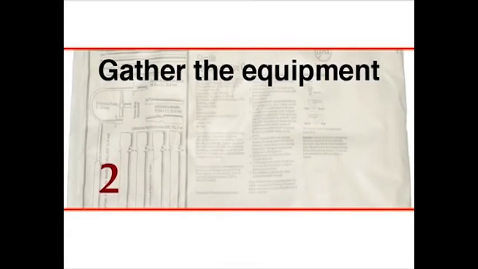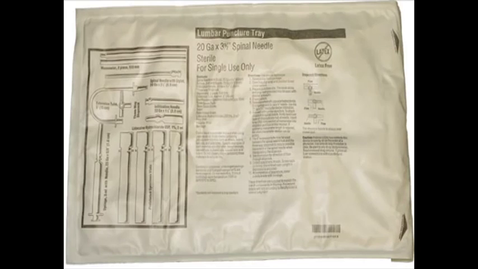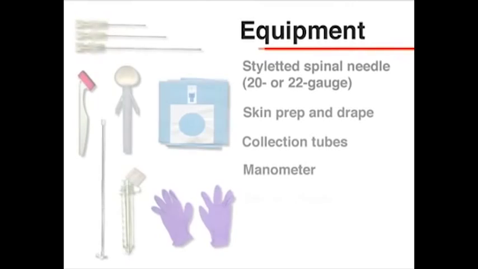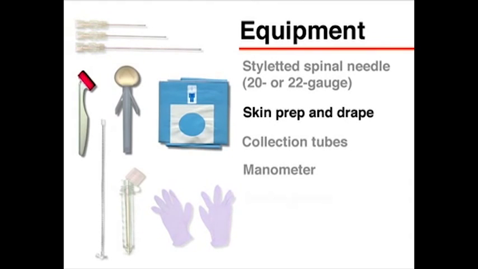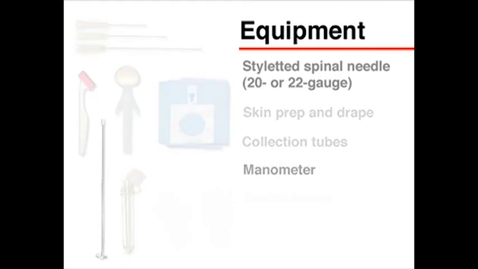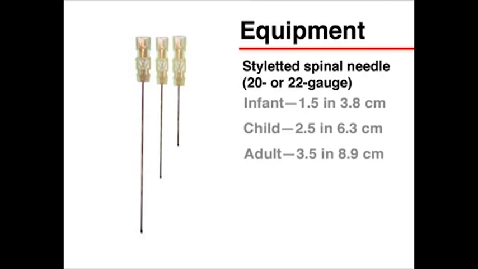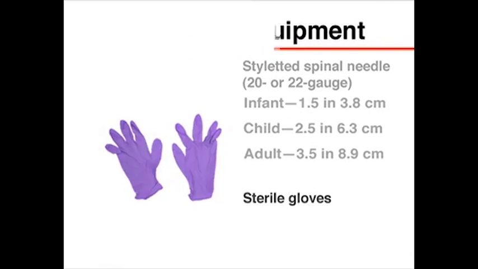Before performing the lumbar puncture, you will need a commercially available tray containing the necessary supplies, a spinal needle with a stylet, equipment for skin preparation, drapes, collection tubes, and in some cases a manometer. Typically, a 20 to 22 gauge needle is used, with the length ranging from 1.5 inches or 3.8 centimeters for infants to 2.5 inches or 6.3 centimeters for children and 3.5 inches or 8.9 centimeters for adults. You will also need sterile gloves.